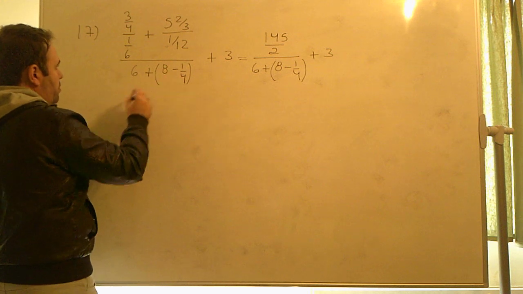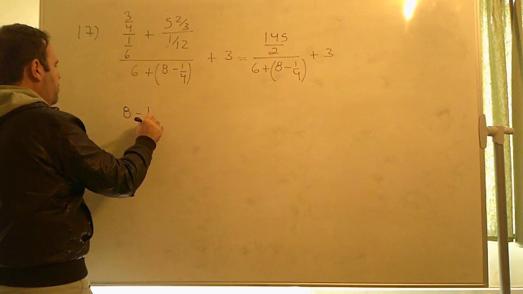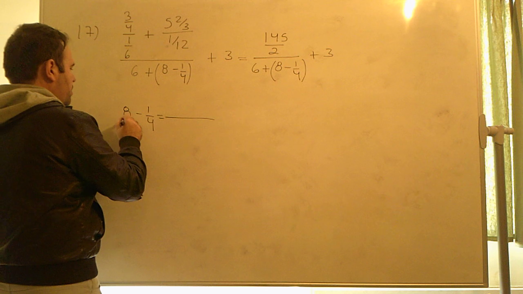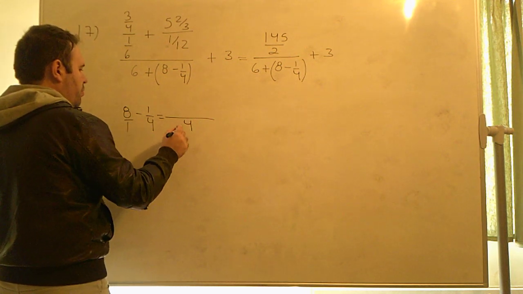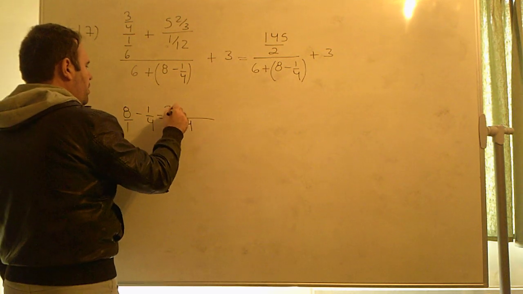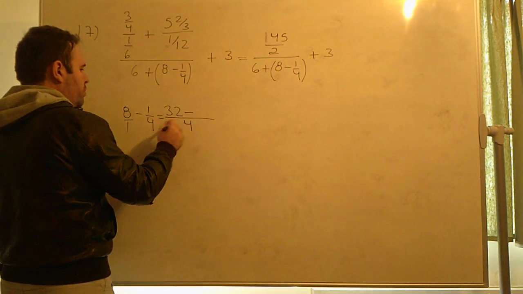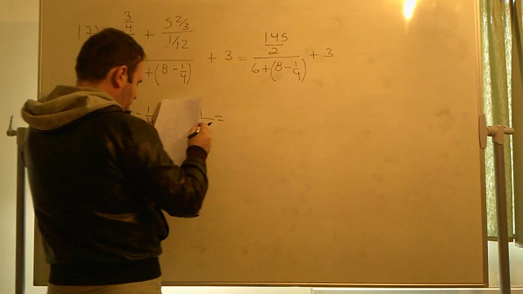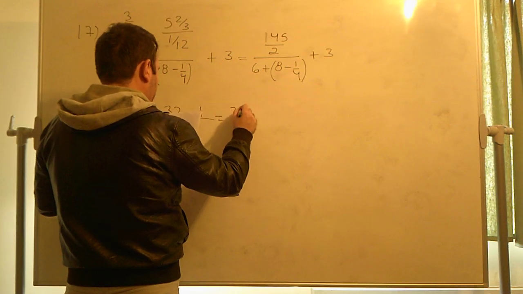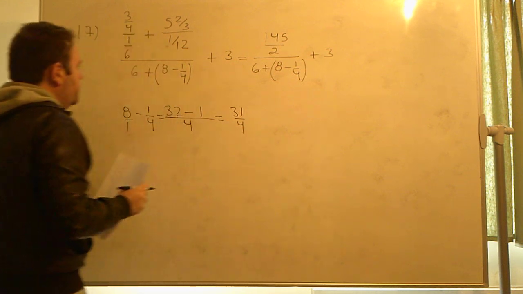First we're going to start with this one. 8 minus 1/4. 8 is equal to 8 divided by 1, so the least common multiple would be 4. 4 divided by 4 is 1 times 8, 32, minus 4 divided by 4 is 1. So this would be 31 fourths. Okay.